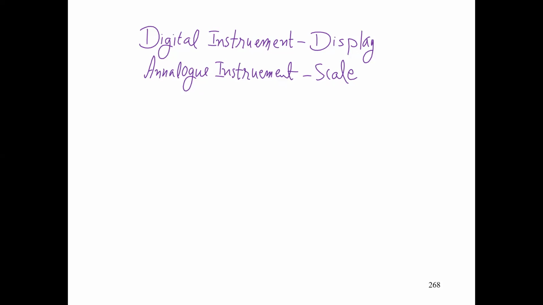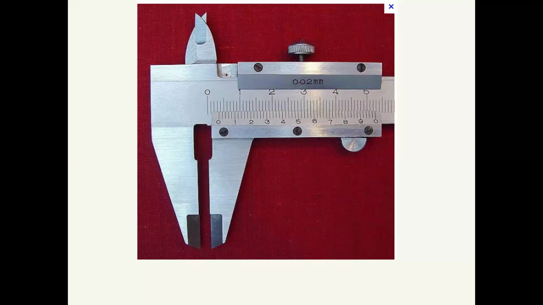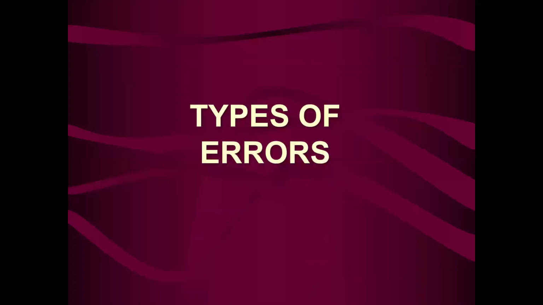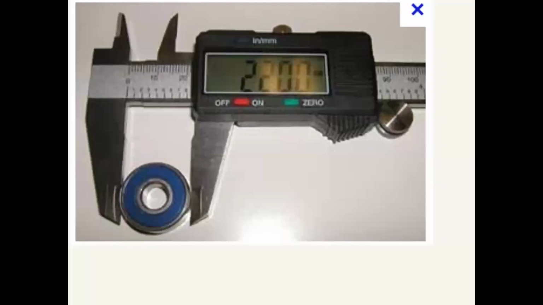Good. Now, digital devices. This is an analog scale, and this is a digital device. Digital devices like this one are very accurate. The main advantage is that you can read up to 2 decimal places, 3 decimal places, even 4 decimal places. You can read multiple decimal places, but there is a problem in digital devices.